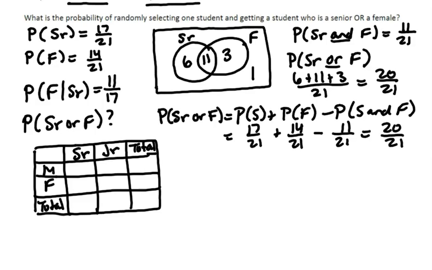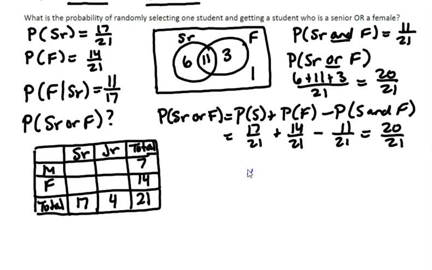So total males. Okay, well, we were given total seniors and total females, so let's start with that. Total females, 14. Total seniors, 17. Total people in the class, 21. Well, that allows us to fill in these other two right here. We know there have to be 7 males total in the class, and this has to be 4 juniors total in the class.